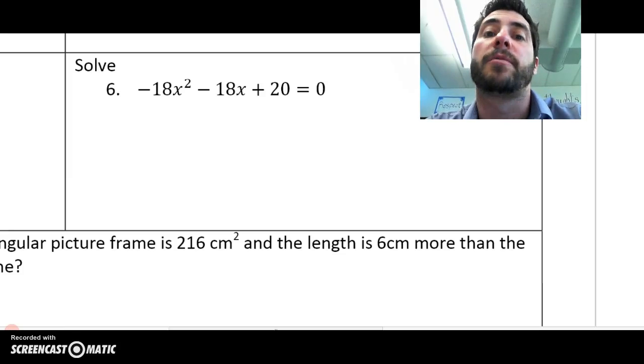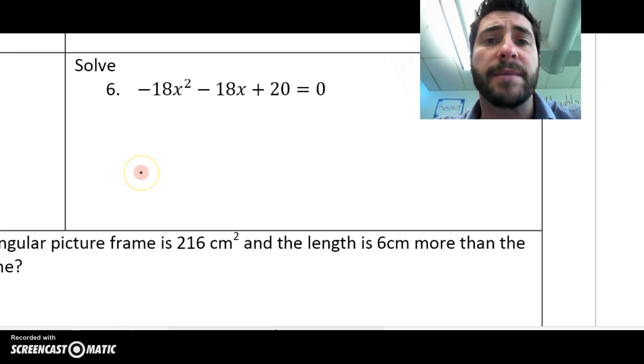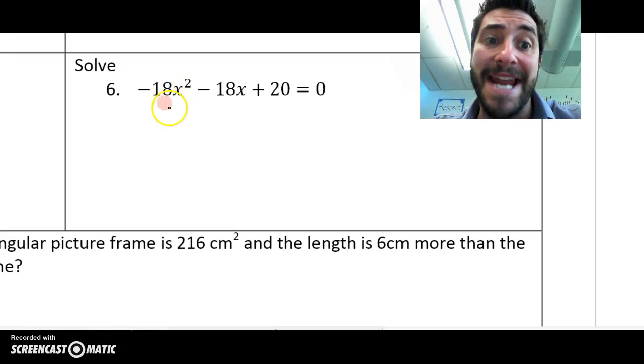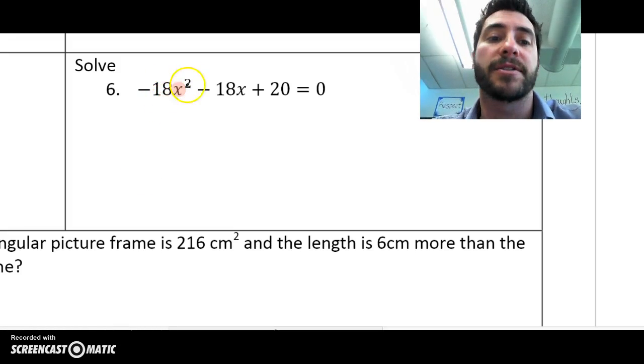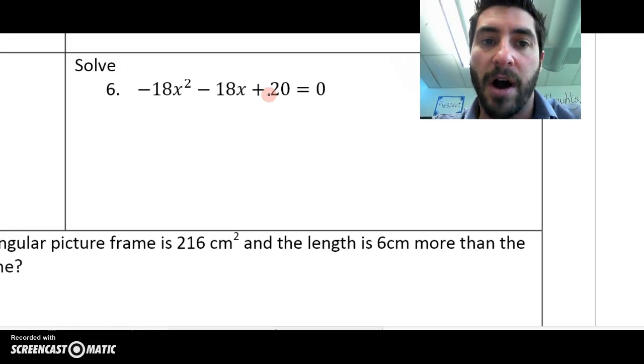Okay, so number 6 here we have a particularly tricky problem. First of all, this trinomial looks pretty brutal. We got a negative coefficient in our x squared term, on our quadratic term. The linear term is also fairly large, and so is our c term, our constant. I'm really going to hope that we can pull something out right at the beginning, factor out a common term.